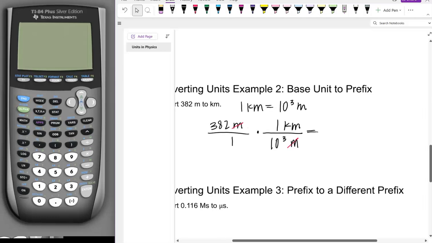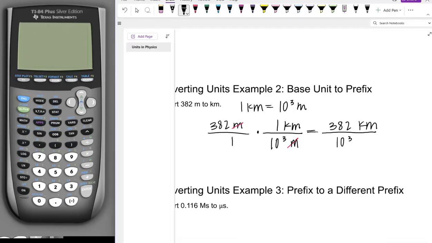So multiply straight across, just like we did before. 382 times 1 is going to be 382 kilometers. On the denominator, 1 times 10 to the third is just going to be 10 to the third, and the units are gone there. But now we can't keep our answer like this. We can't leave this as 382 over 10 to the third. So in order to put that into proper notation, you have a couple options.